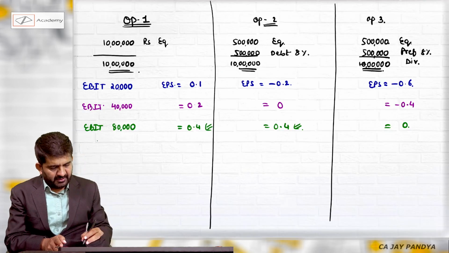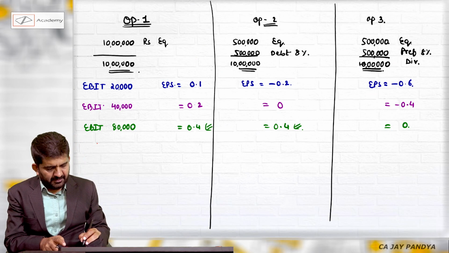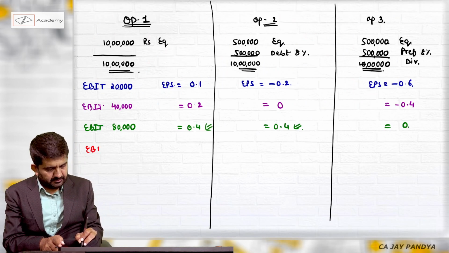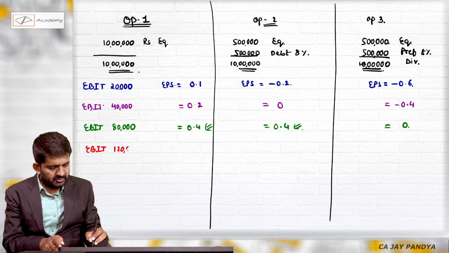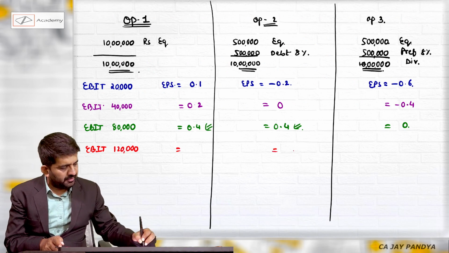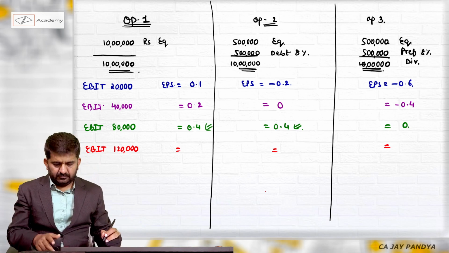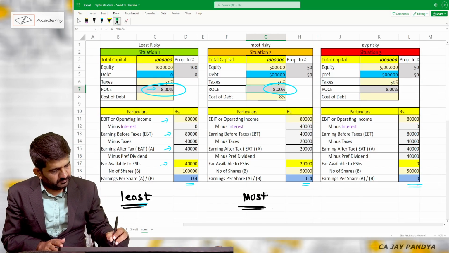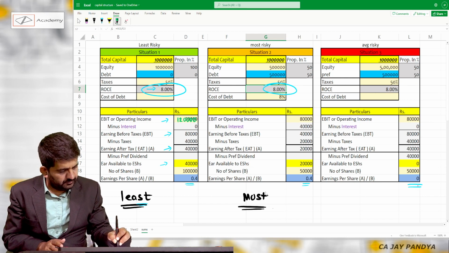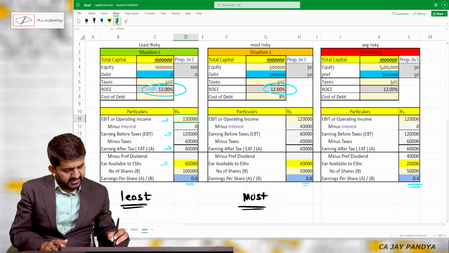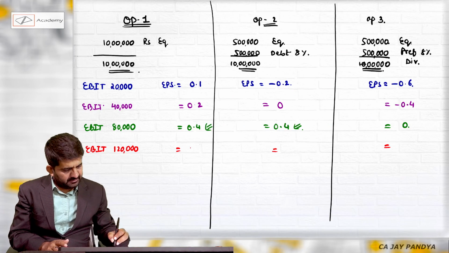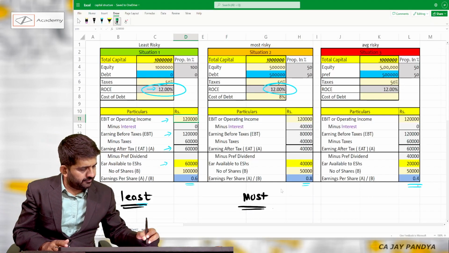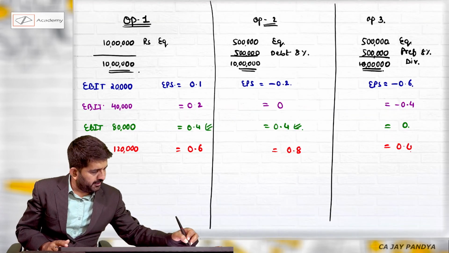Let me go ahead with my sum. If my EBIT is 1,20,000, there will be the trading on equity concept. What will be my EPS? In the first case it is 0.6. Second case is 0.8. Third case is 0.4.